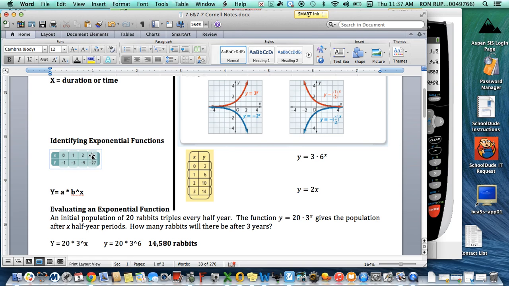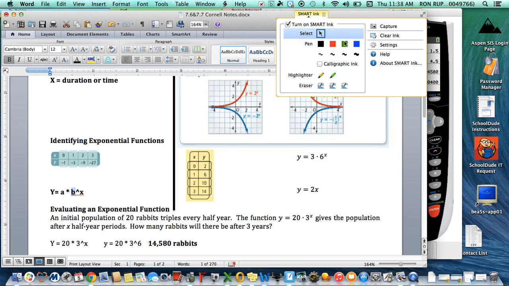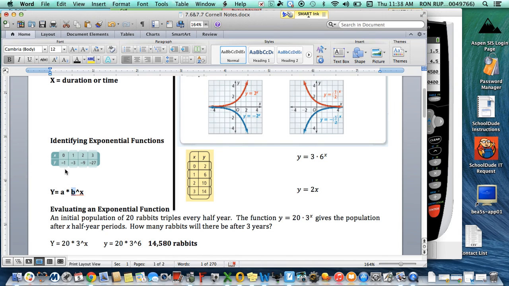X is 0, 1, 2, and 3. Y is negative 1, negative 3, negative 9, negative 27. And so how do I write an exponential function? How do I write a y equals a times b to the x based off this table? Well, if you remember, a is the initial value, but we can't determine that from this table. So you're actually going to start with the b value, which, if you recall, is what you're multiplying by each time. So if you look in our table, we multiply by 3 each time.